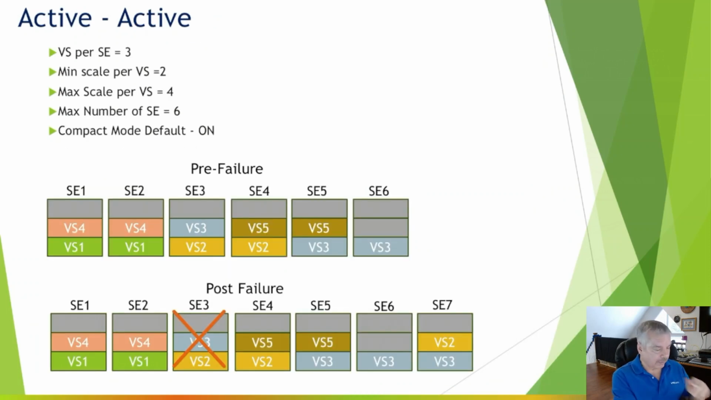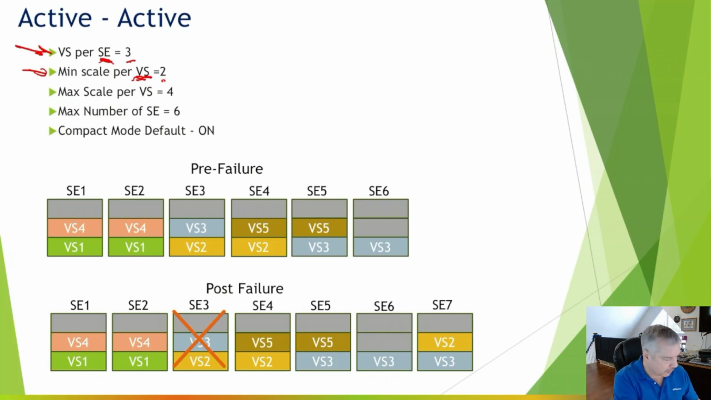Active, again, if I just read through what I've set up here. In this example, I have virtual services per SE, per service engine, set to 3. Minimum scale per virtual service is 2. Active means the virtual service is going to run on multiple service engines. Kind of cool, all right? So I'm saying I want my virtual services at a minimum to run on 2 service engines.